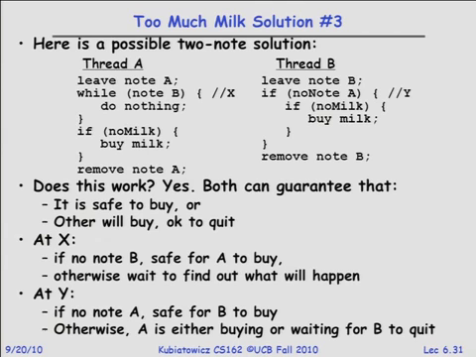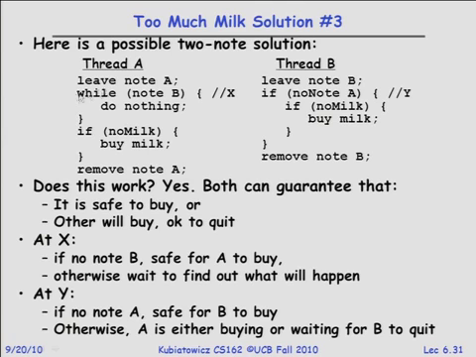Okay, so one thing we can say about this code is each chunk here is protecting a critical section. Think of this part: leave note A, while note B is an entry, and remove note A is an exit, and this if no milk, buy milk is a critical section, and it's over here too, that we want to make sure only one of the people does at a time. We don't want any interleaving on the if no milk, buy milk critical section. So that's exactly what we're protecting here.